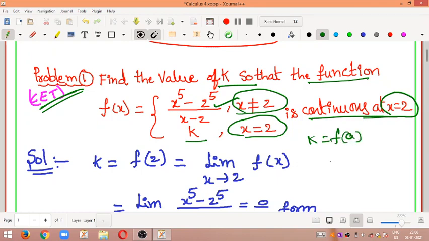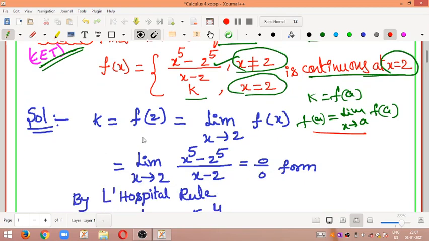F of a value, how do you find it? As limit x tends to a f of x. We know that since f of x is continuous, f of a is equal to limit as x tends to a f of x. So by checking this condition, we will find this k value. So k is equal to f of 2 here. Why? Because x is equal to 2 means k is equal to limit as x tends to 2 f of x.